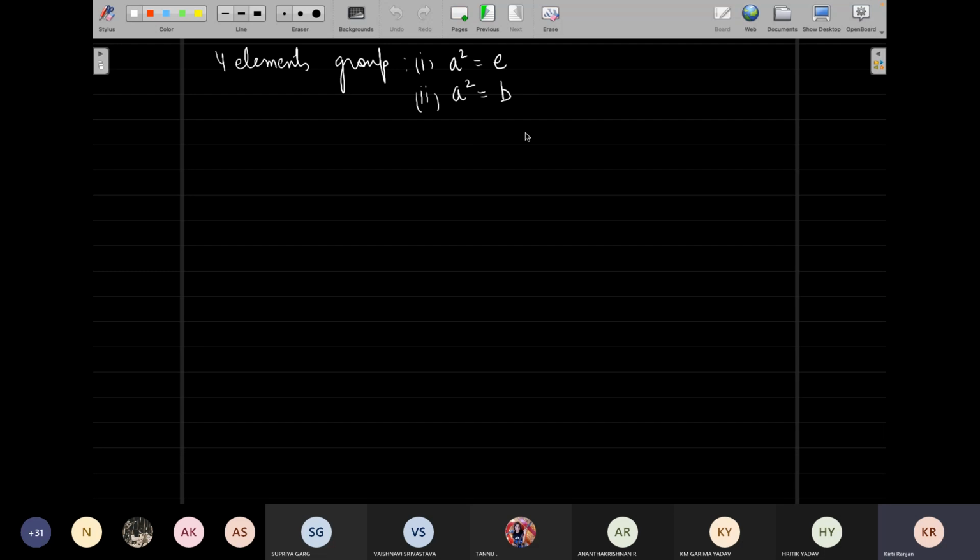So first I just wanted to know, for the second one, a square equal to b, what were the elements which you found? What happened to b square, for example, in this case? In this case, b square turned out to be E. And what happened to c square, where AB is C? A square, sorry, and AB turns out to be C.